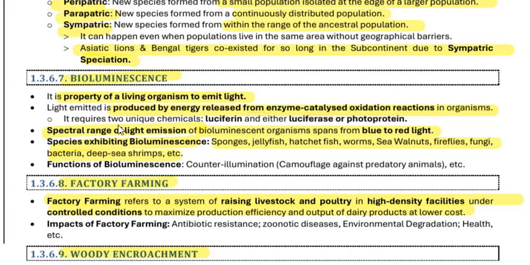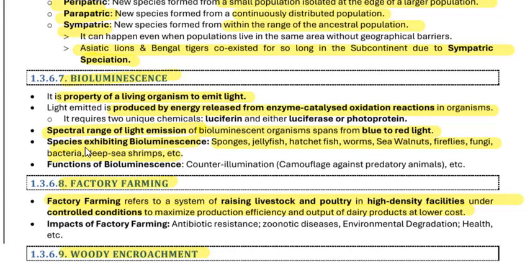It requires two unique chemicals. This is luciferin and either luciferase or photoprotein. Actually, two unique chemicals are required. First is luciferin and either luciferase or photoprotein. It means one will light and the other will burn. That's why two are required. Next, the spectral range of light emission of bioluminescent organisms spans from blue to red light.